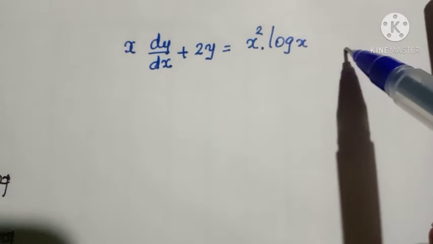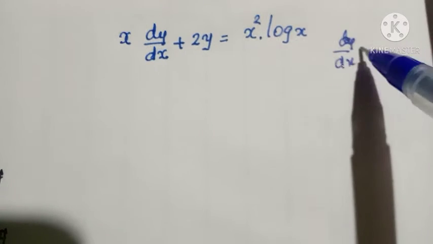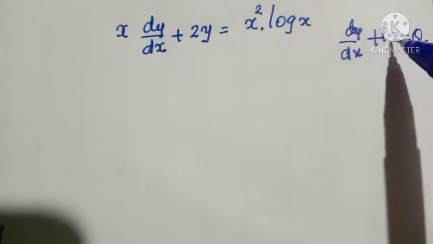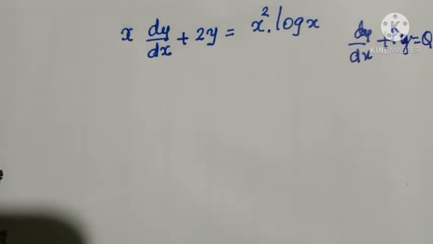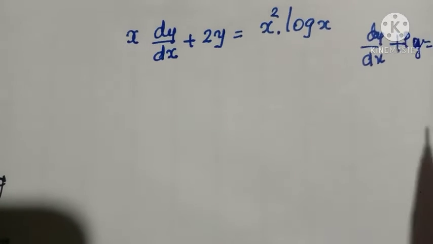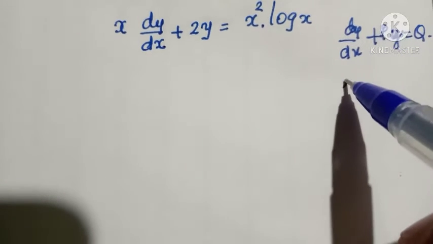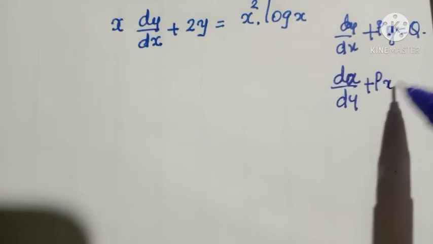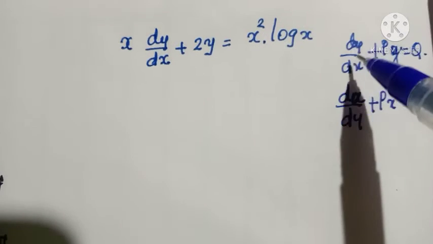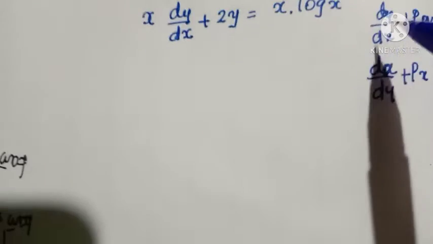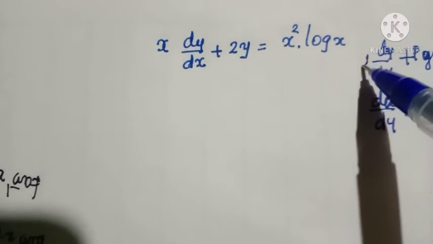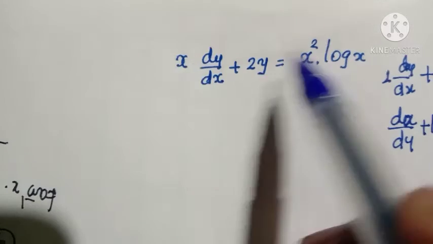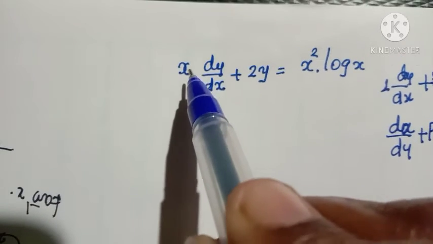Okay. So there are two forms. One is dy by dx plus py is equal to q. And second form is dx by dy plus px is equal to q. Look at here, in both of these equations, coefficient of dy by dx is 1. But here it is x. So the first step is dividing throughout by x, to avoid this x.